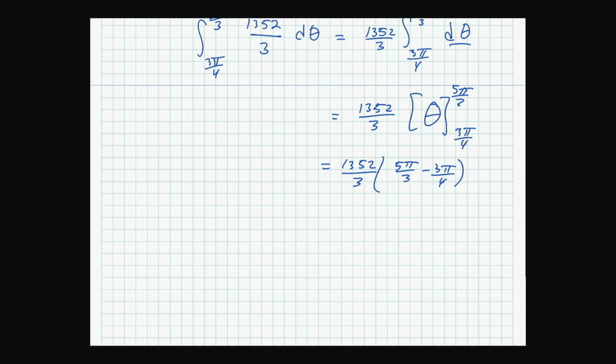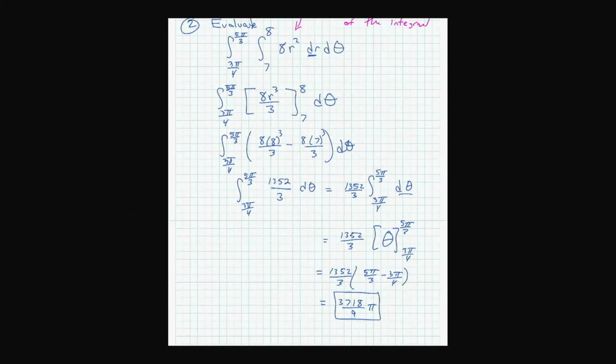I'm going to multiply that by 1352 over 3. And I get 3718 over 9 pi. And it's just a number. Okay, so that's it. We did our first integral over a rectangle, polar rectangle. So not much of a problem there. Okay, so if they are over polar rectangles and your function is pretty simple, that will work out okay. Let's do another one.